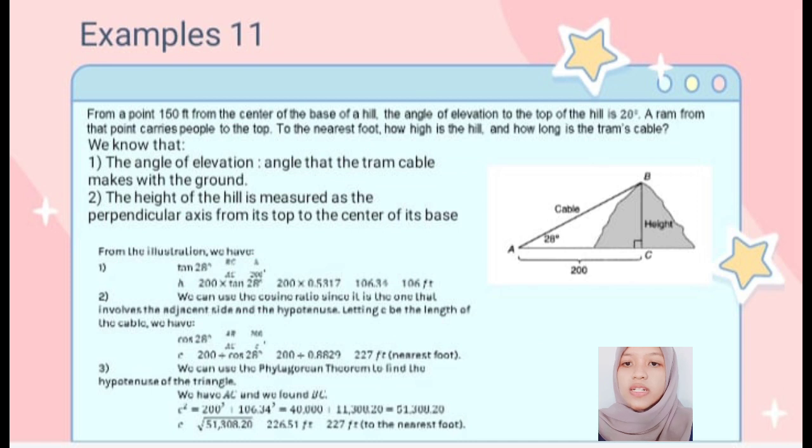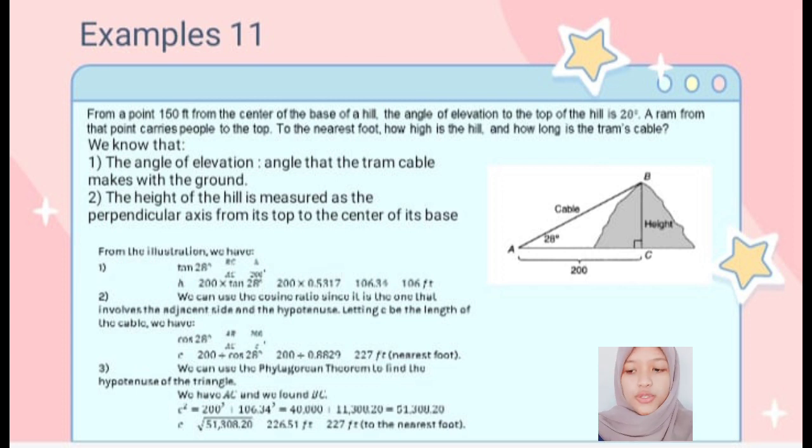Okay, move to example 11. From a point 150 feet from the center of the base of a hill, the angle of elevation to the top of the hill is 28 degrees. A tram from that point carries people to the top. To the nearest foot, how high is the hill, and how long is the tram cable? We know that first, the angle of elevation is the angle the tram cable makes with the ground, and second, the height of the hill is measured as the perpendicular axis from its top to the center of its base.